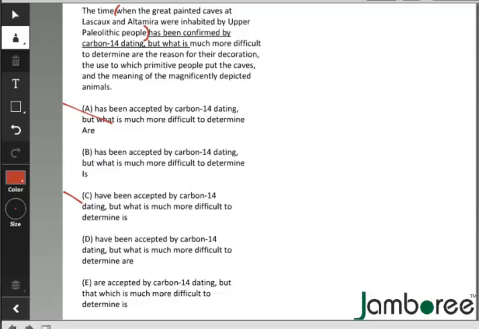Okay. Also, even if you did not ignore it, if you just read the time when the great painted caves at, the moment I see "at," I would read at somewhere.